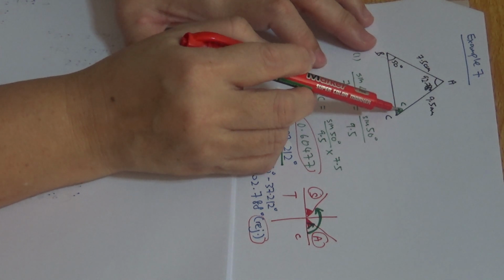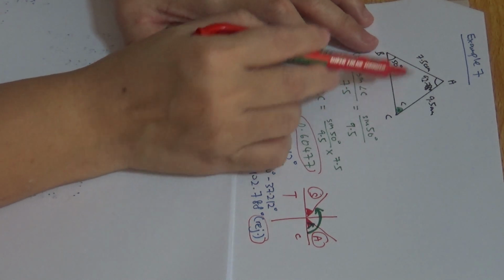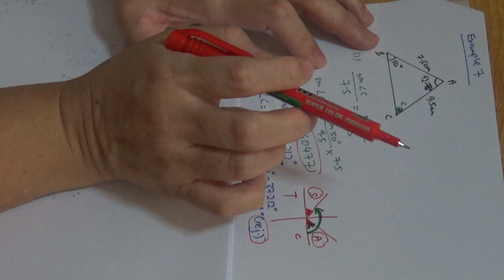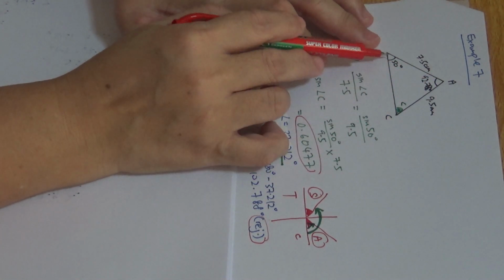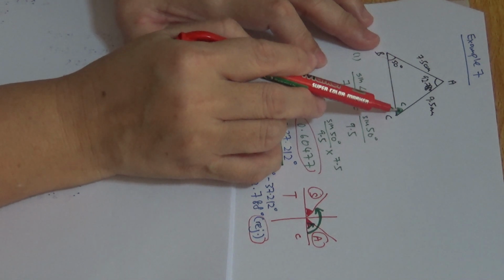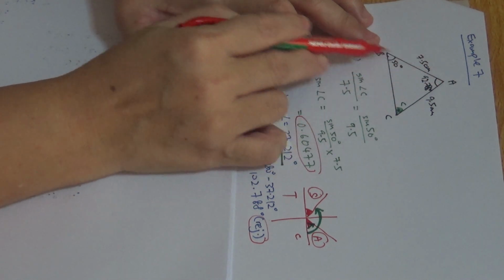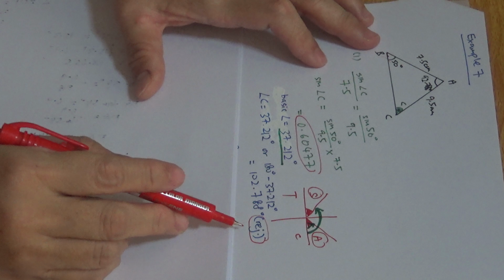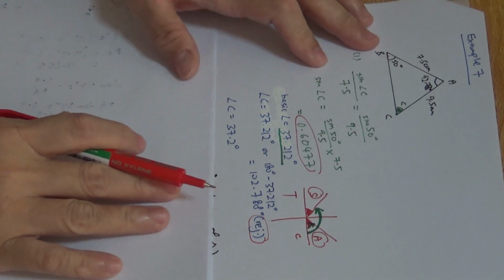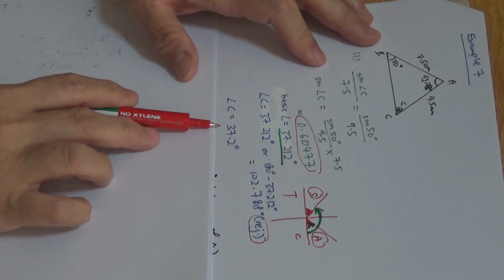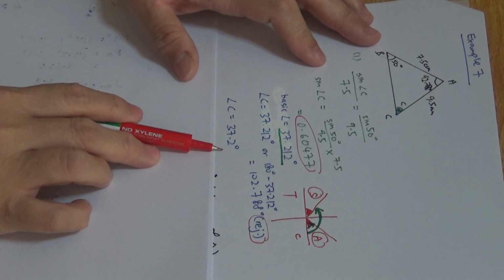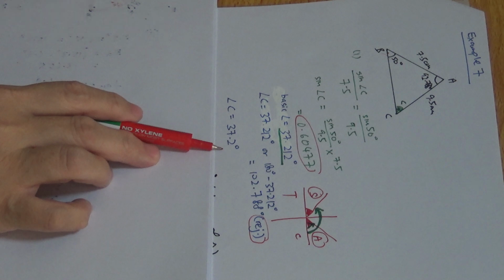Therefore, this angle must be less than 50, because the biggest angle will be opposite the longest side. So this is a longer side, this must be a bigger angle. This one must be a smaller angle than 50 because this is only 7.5. So this is rejected. Therefore, angle C has just one answer, 37.2 degrees.